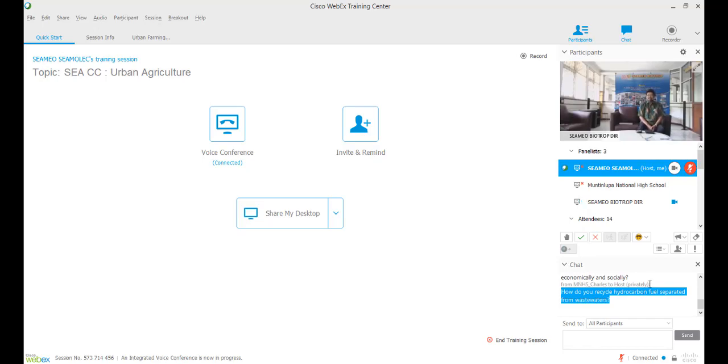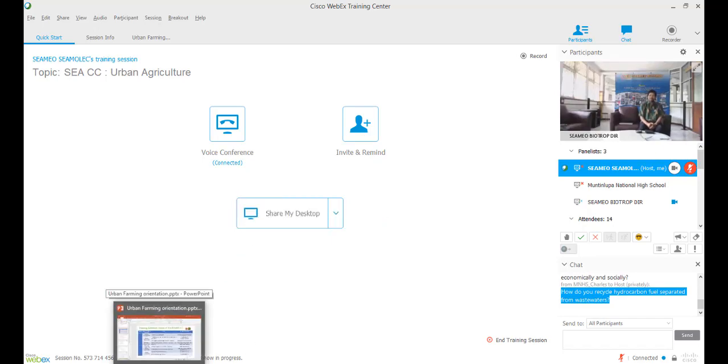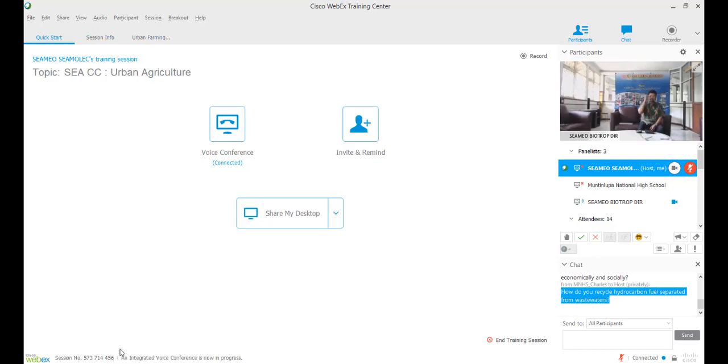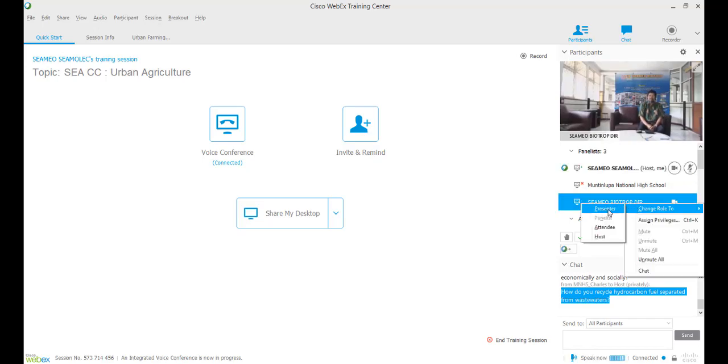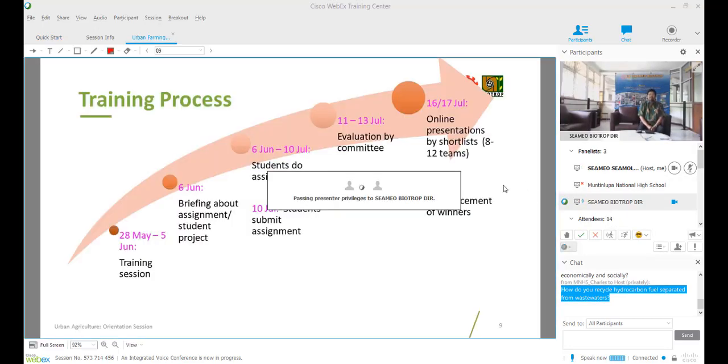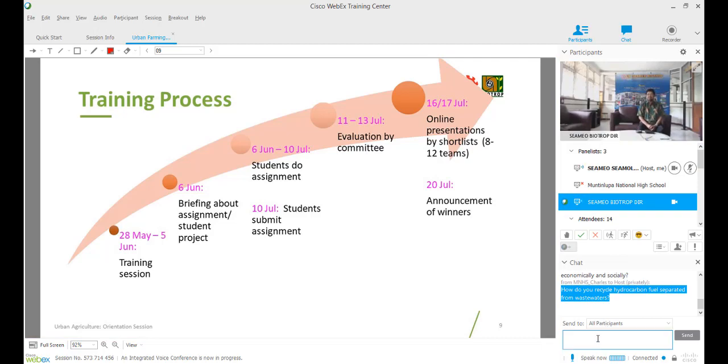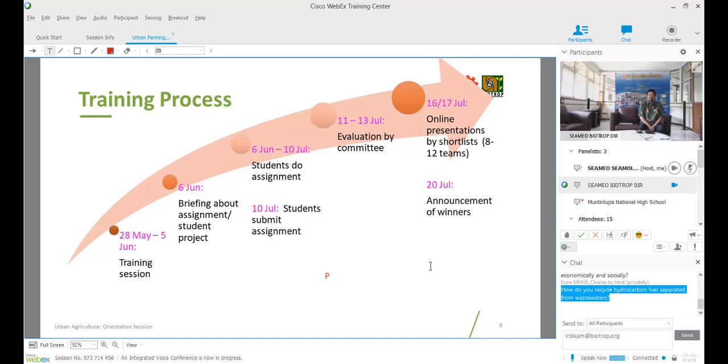Thanks, Pak. But if you need information on that further, please just email me. Then we can discuss how to process hydrocarbon waste. We have a bioremediation process to do that. Could you share your email address again, Pak? My email address is irdikam. That's my email address. And you can also reach me using WhatsApp on that number. More than happy to help.